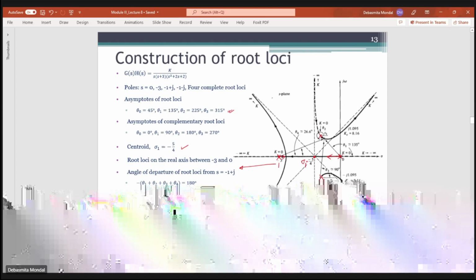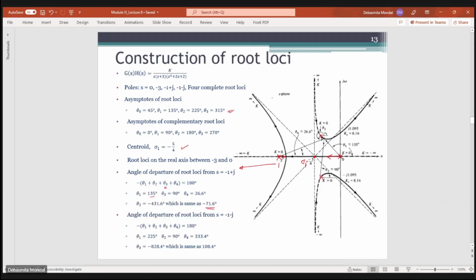And for this complex pole that we have, the root locus will start at an angle of minus 71.6 degree and then slowly move towards the infinite zero following this asymptote. So it will go something like this. And similarly for the other complex pole, since this is symmetrical with respect to the real axis, a mirror image of this will be the root locus from the other conjugate pole.